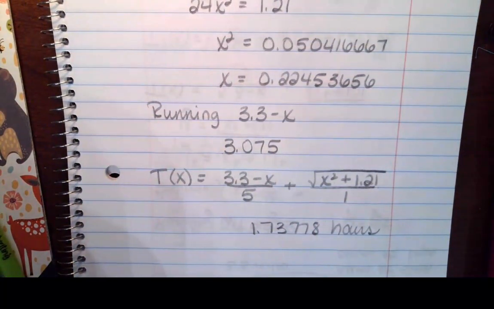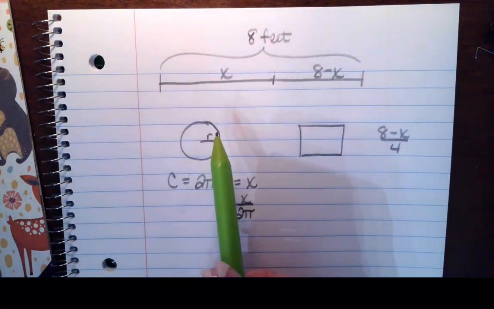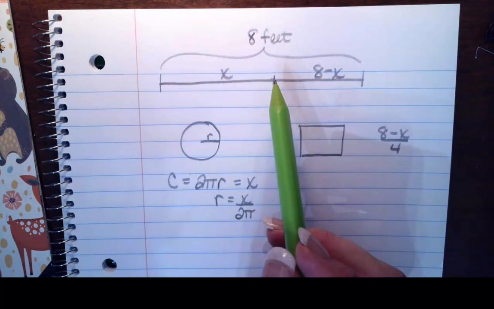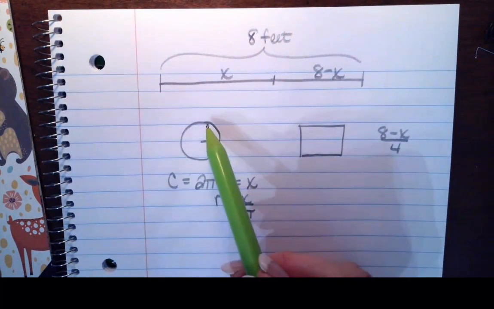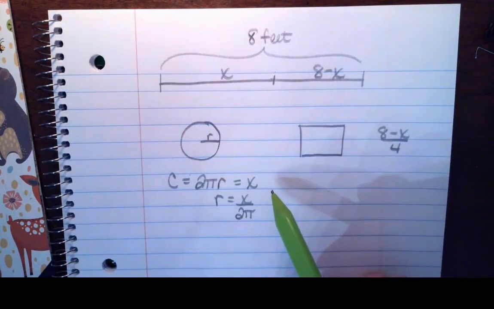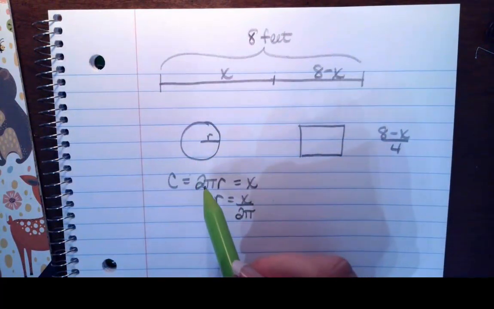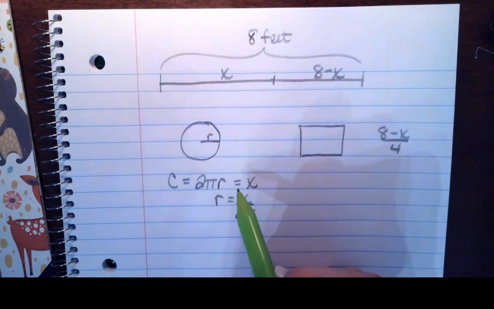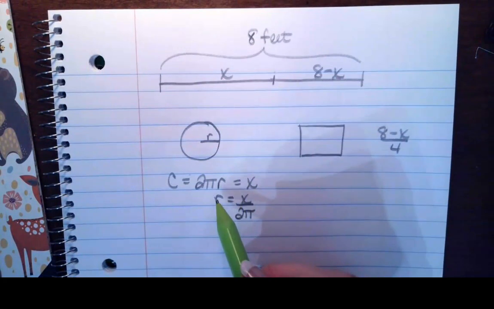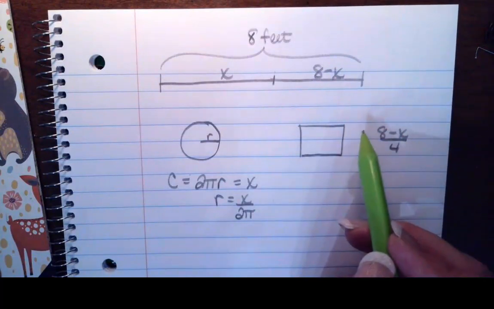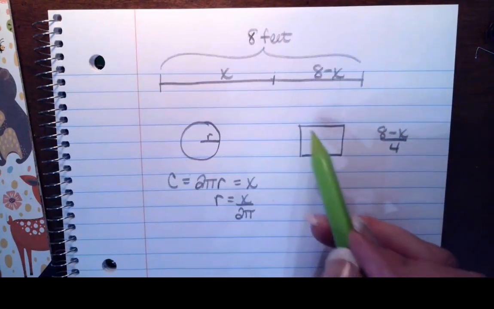Okay, all right, we are given a length of wire that's 8 feet long. And we want to cut part of it off so that it forms a circle, and what's remaining needs to form a square. So we have the circumference of a circle, which is the distance around the circle, is 2 pi r, which equals x. That's the distance around, so that's going to be x. And so when I divide both sides by 2 pi, I get r equals x over 2 pi. For my square, I've just got 8 minus x, divided by 4, needs to be the distance around my square.